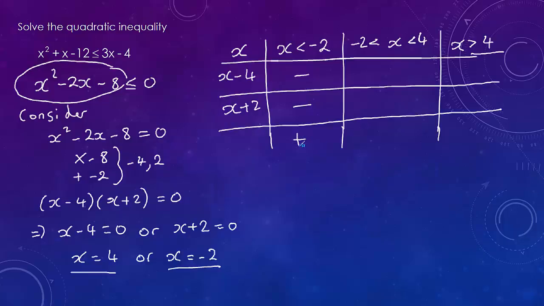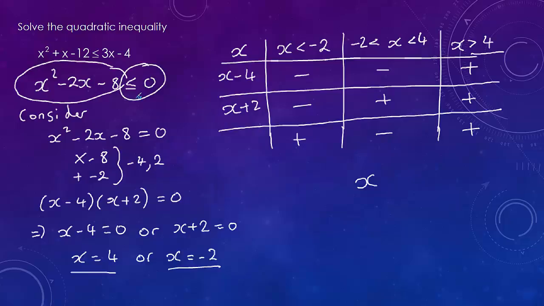Sorry, positive. Negative times the negative. If we take a value between here, such as 0, this one would be negative, but this one would be positive, so overall negative. And greater than 4, say 5. 5 take away 4 is 1, so that one's positive. And 5 plus 2 is 7, so this one's positive, so multiply them, and it's positive. So it's negative in the region between.